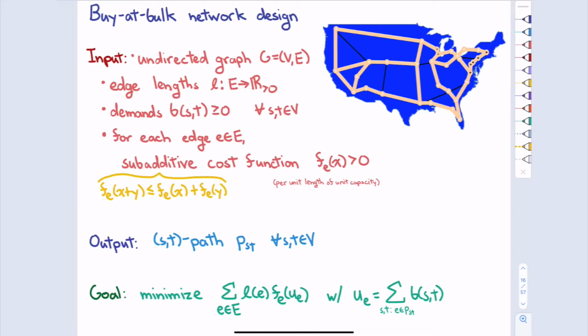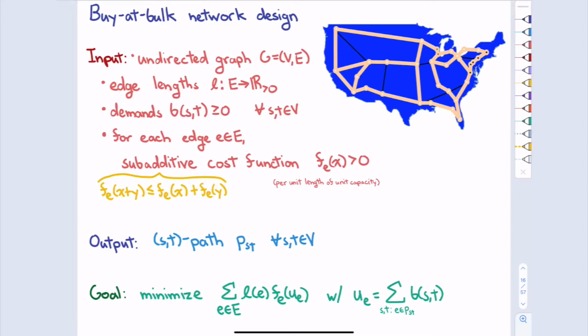So the full input is, you're given some undirected graph G. And that represents everywhere you could put the wires. There's lengths for every edge, like a distance between two cities. And you have demands between every two pairs of vertices, so just how much they want to communicate with each other. And we're going to at some level buy edges or buy capacity on edges. But what makes this a so-called buy-at-bulk network design problem is that we're going to have an interesting cost function.